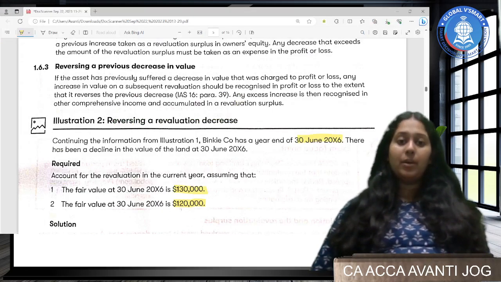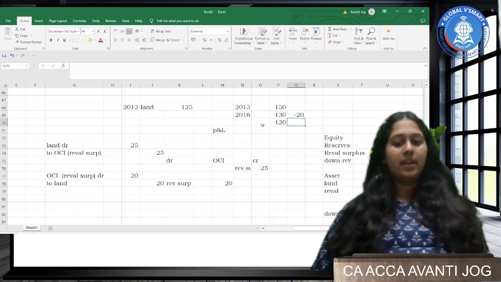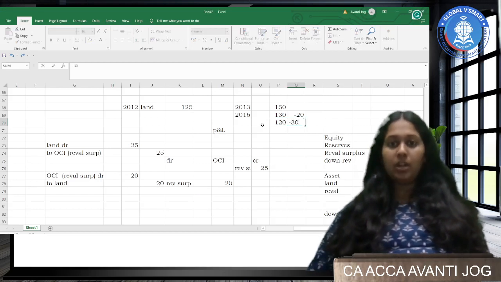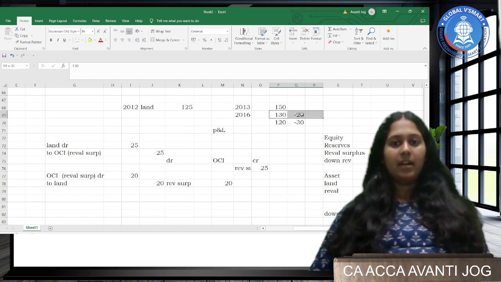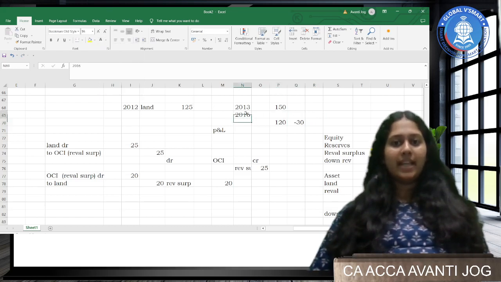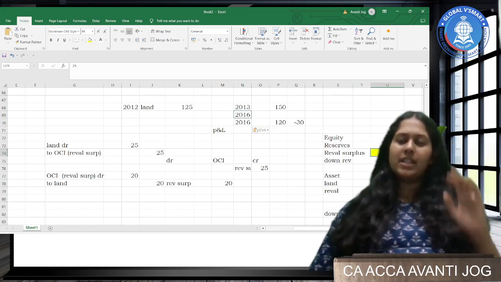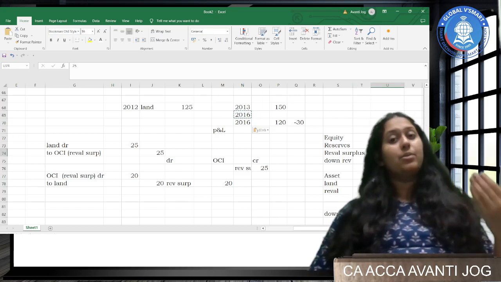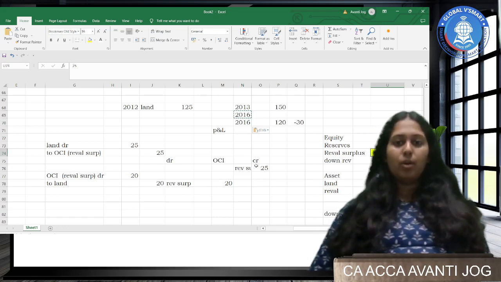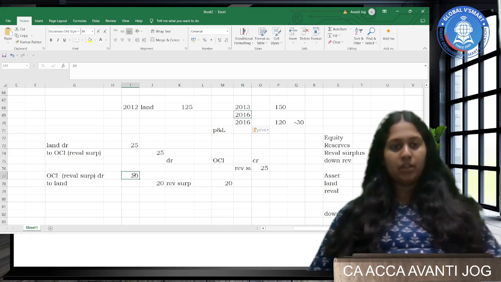But what if the downward revaluation is more than it? That is, it's 120. Now in this case, the total loss is 30. But in my revaluation, I have only 25. So as much as I have in the revaluation, I will use that first. Correct? So same entry, but I will pass it for 30 now.